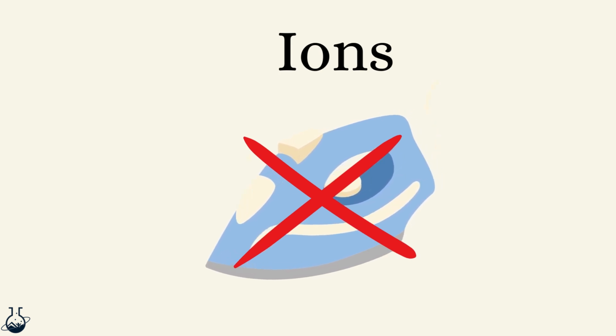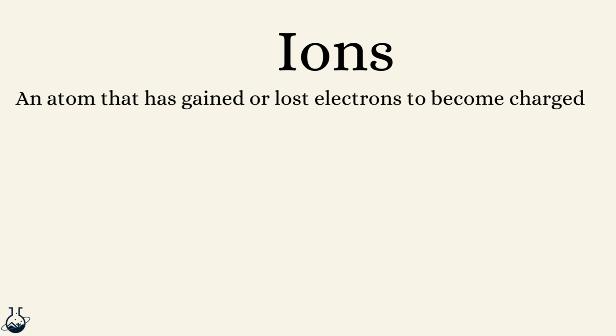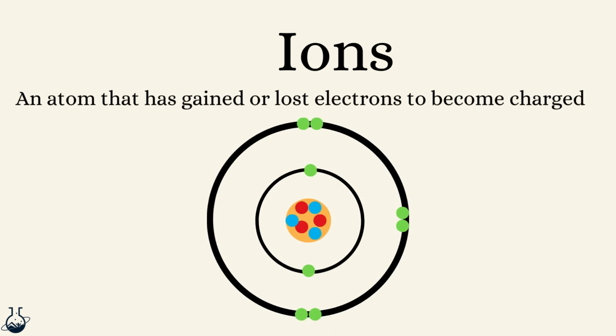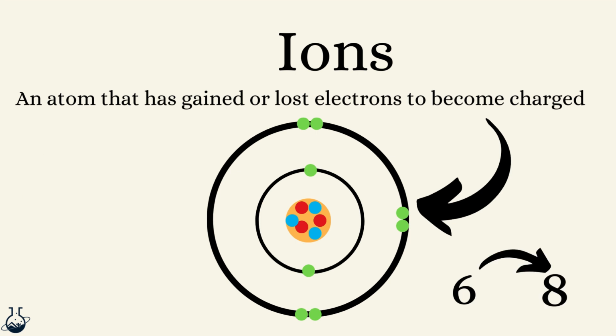No, not ions, ions. An ion is an atom that has gained or lost electrons to become charged. So, to reiterate, with this group 6 atom, it needs to fill from 6 to 8 to become stable. So it gains 2 electrons.